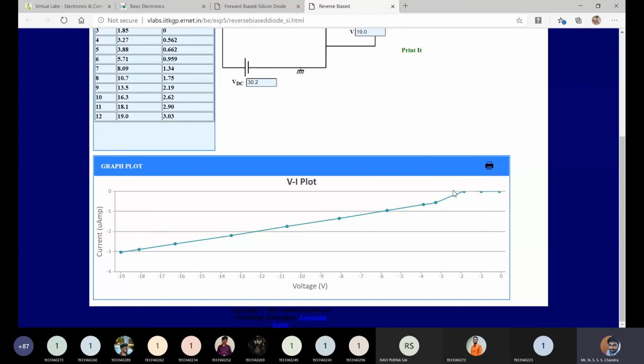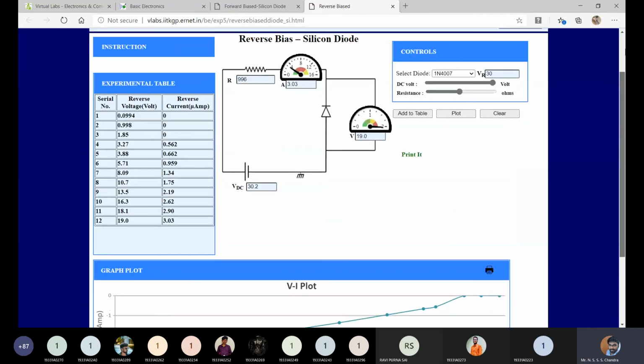Initially it is in the linear range. At 0 to around -2 it is equivalent to 0, after which it is falling down, so there is an increase in the reverse current. This is the reverse bias characteristics.